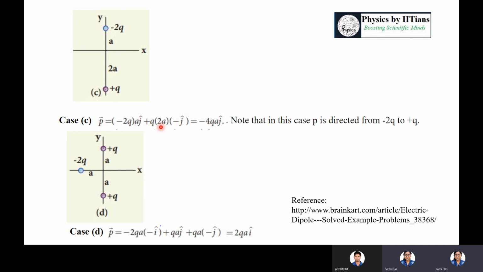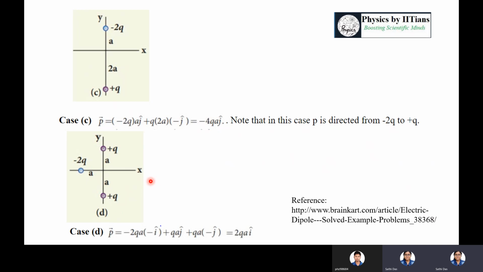So what will be the net dipole moment? That is minus 2q into a j cap, because it is along the positive y direction, plus q into 2a into minus j cap. So this is minus 4qa j cap. So here what will be the direction of the dipole? Because whenever you are considering the dipole moment, you have to assign the direction also. So the direction of the dipole is minus 2q to plus q.